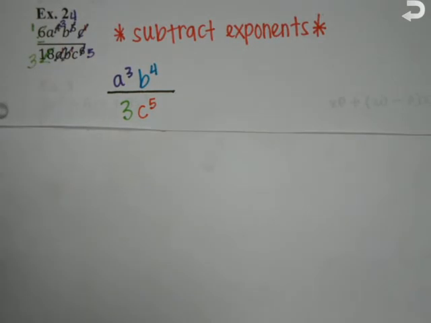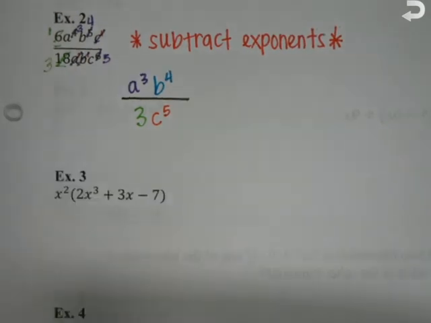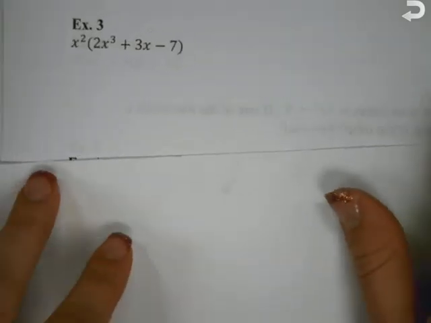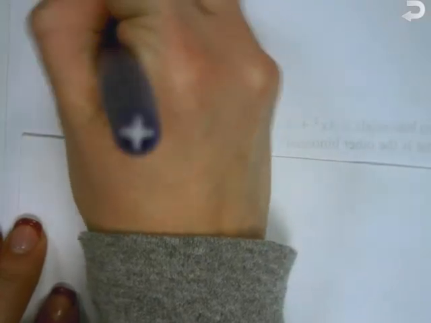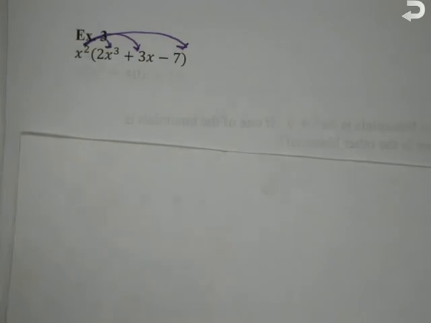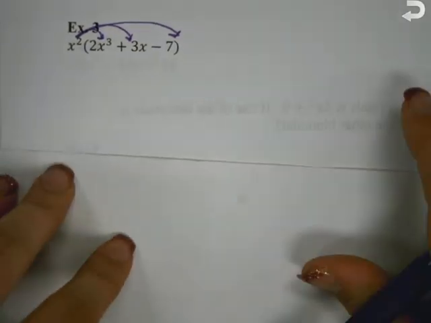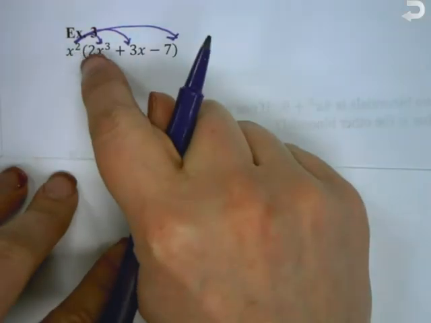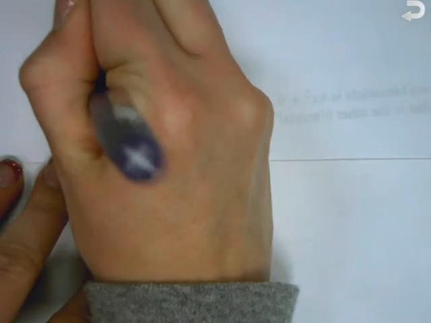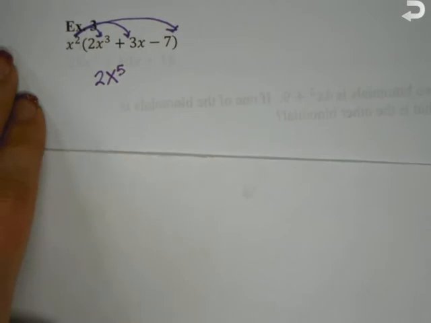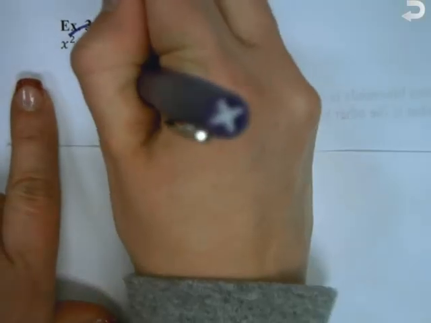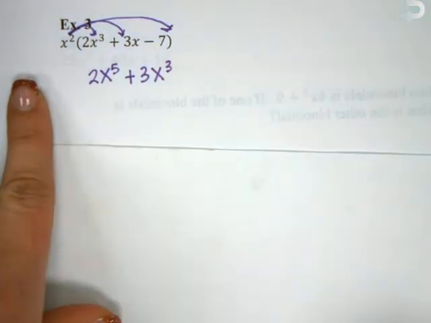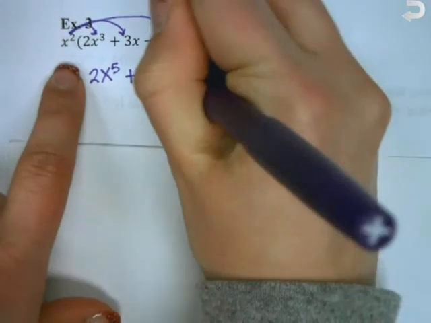Okay. Example 3. What property does this look like? Distributive. So let's do it. We're going to distribute x squared to everything inside the parentheses. And then we're just going to multiply. What is x squared times 2x to the third? 2x to the fifth. How'd you get 5? You add the exponents. What is x squared times 3x? 3x to the third. Good. And x squared times negative 7? Negative 7x squared. And that's your answer.